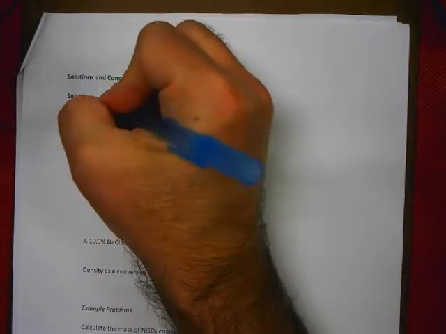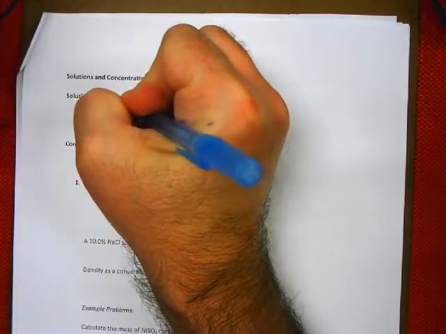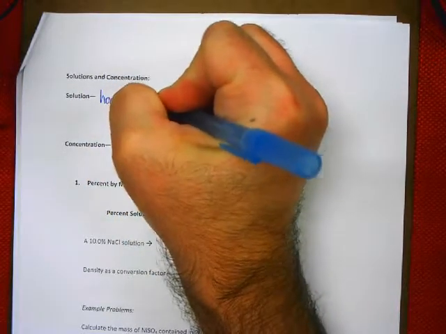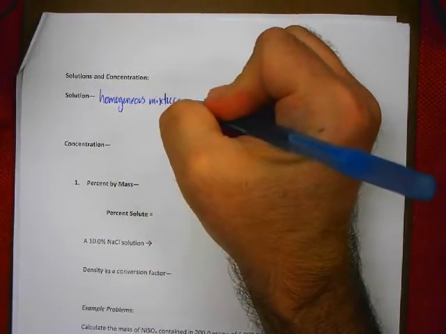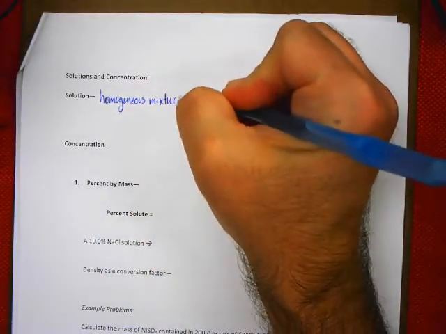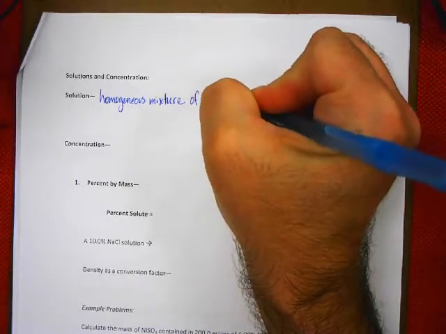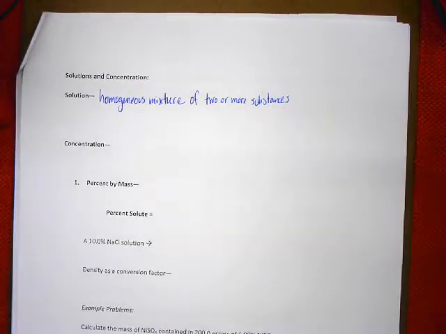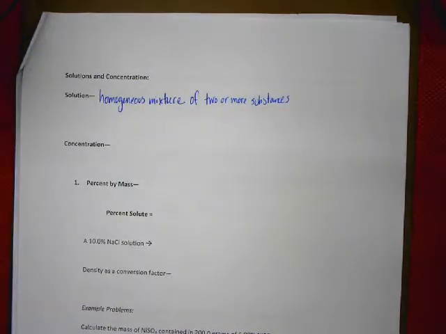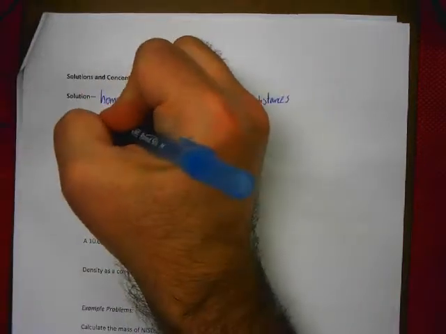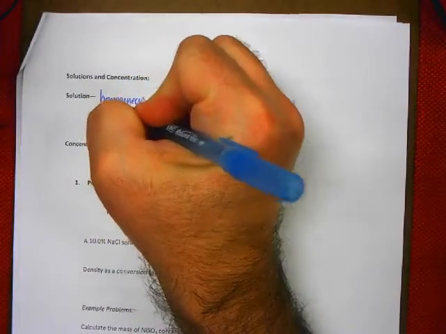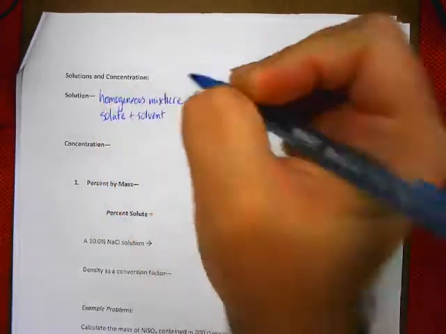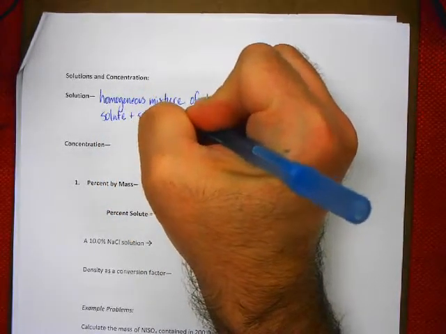So if you recall from Chemistry 1, a solution is a homogeneous mixture. If you recall, a homogeneous mixture is one that looks the same throughout, and this homogeneous mixture is going to be composed of two or more substances. Now, usually when we talk about a solution, we have two things mixed together to make this solution, and those terms are solute and solvent. So a solute plus a solvent is equal to a solution.